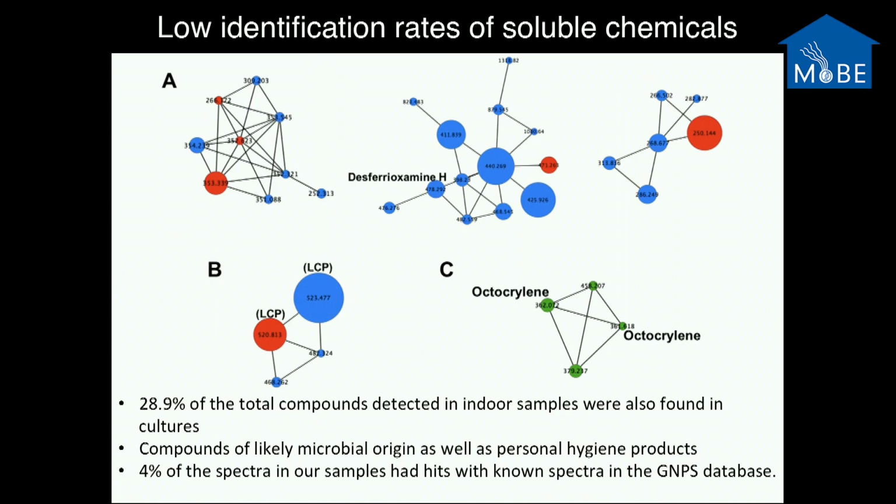We see a lot of recent examples of looking at chemicals and microbes. You see general tracers of microbial metabolism, but then you also see a lot of chemicals coming from personal hygiene products. And only 4% of the spectra of chemicals observed had a known name in the database. So that highlights that a lot of the chemicals that are in our homes, we can't even put a name on.